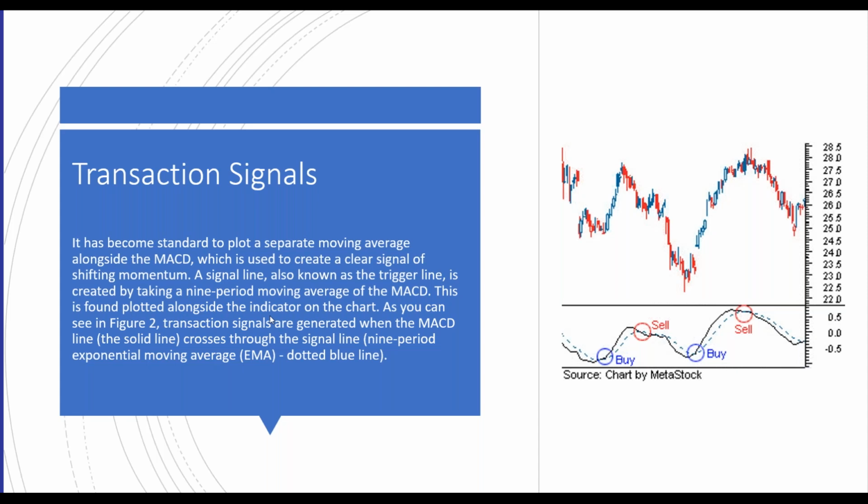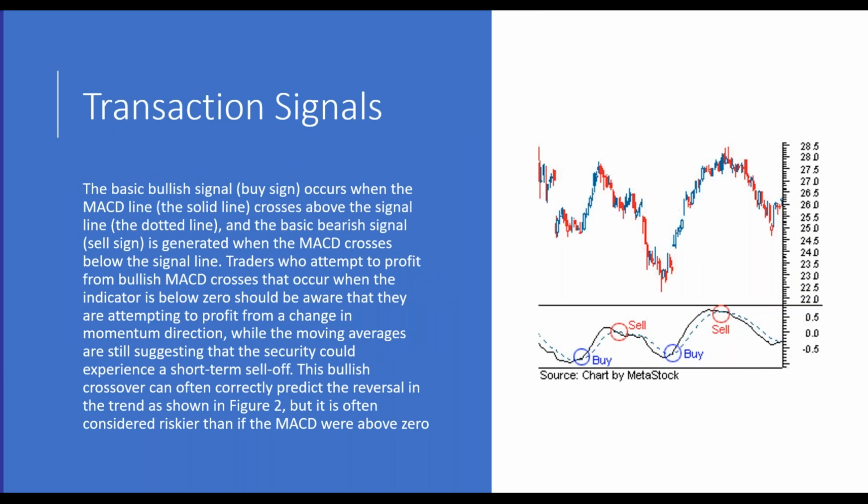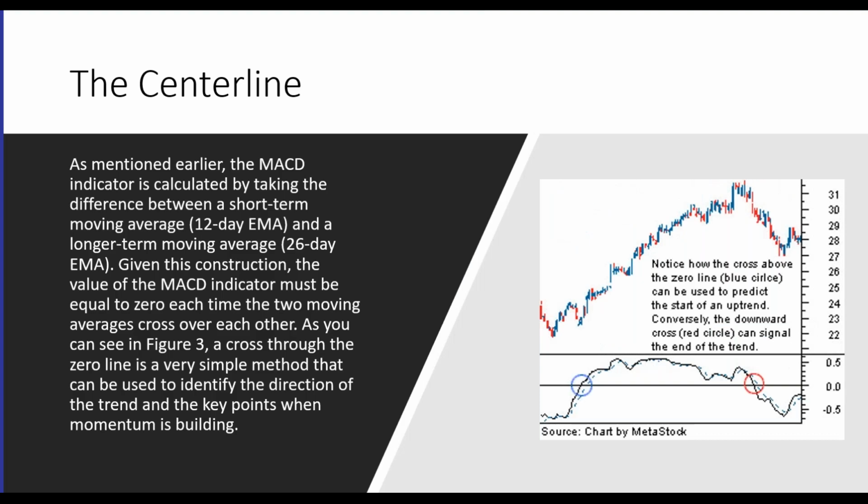This is found plotted alongside the indicator and chart. And as you can see, the transaction signals are generated when the MACD line crosses through its trigger or signal line. The basic rule of thumb is the basic bullish signal or buy signal occurs when the MACD line crosses above its signal line. Traders who attempt to profit from bullish MACD crosses that occur when the indicator is below zero should be aware that they are attempting to profit from a change. So we want to see the crossover occur and move above the zero levels.